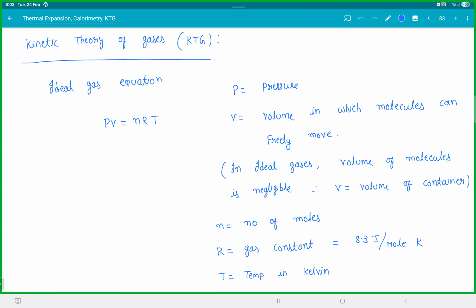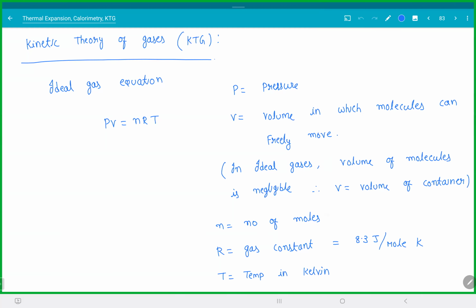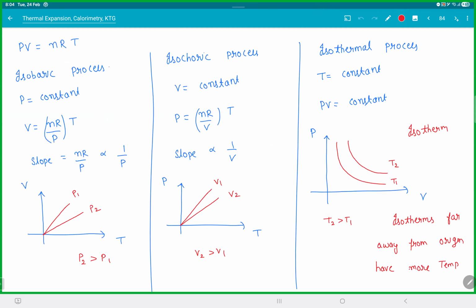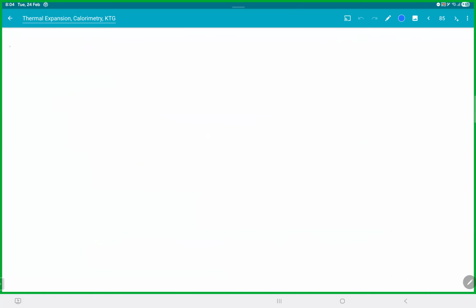So the last thing that we were doing was KTG. We started with this. We wrote the ideal gas equation, PV is equal to nRT, and then we discussed a bit about isobaric, isochoric, and isothermal. Perfect. So let's go ahead.